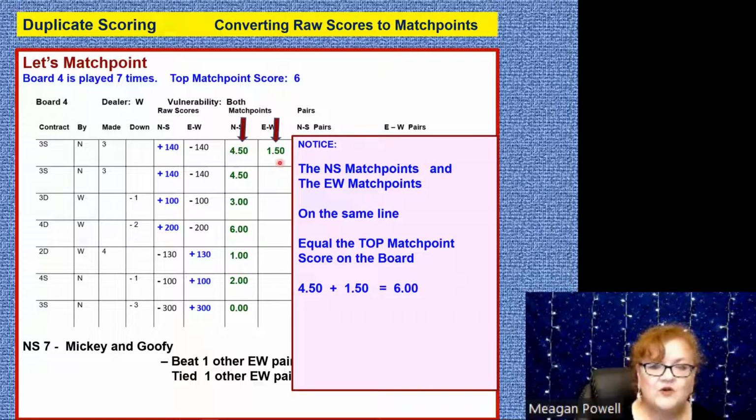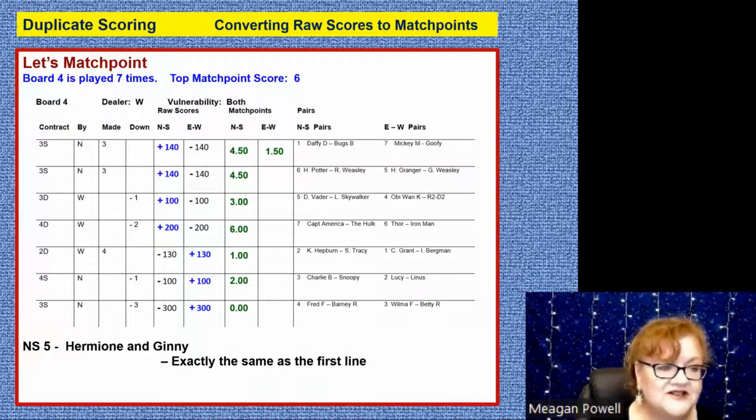4.5 and 1.5 do in fact add up to 6. So when you add them next to each other in the north-south column and the east-west column, they should add up to 6. Let's see if that works for us here. Well, we know that Hermione Granger and Ginny Weasley on line 2, east-west 5, got the exact same match points as Mickey and Goofy did on line 1, because it's the same score. They all got the same raw score.